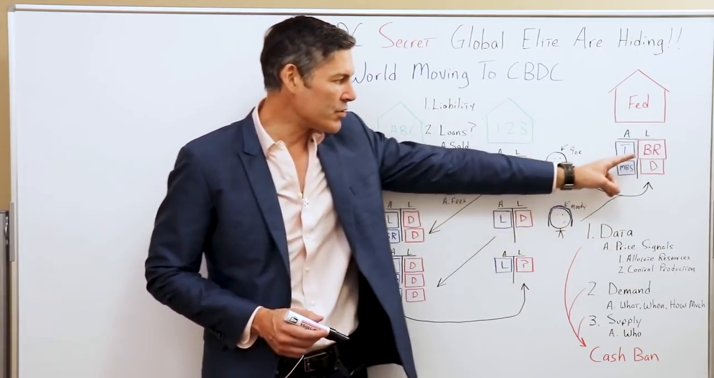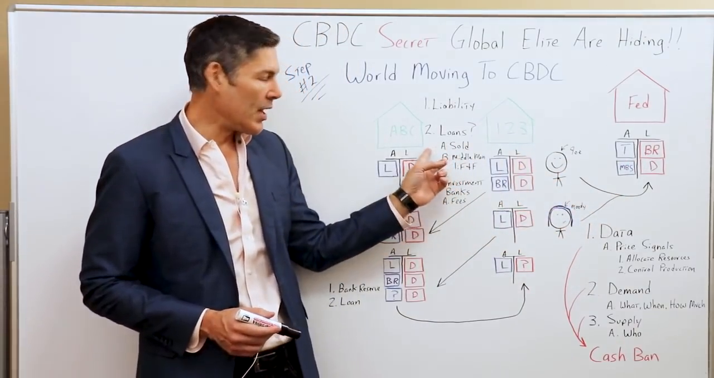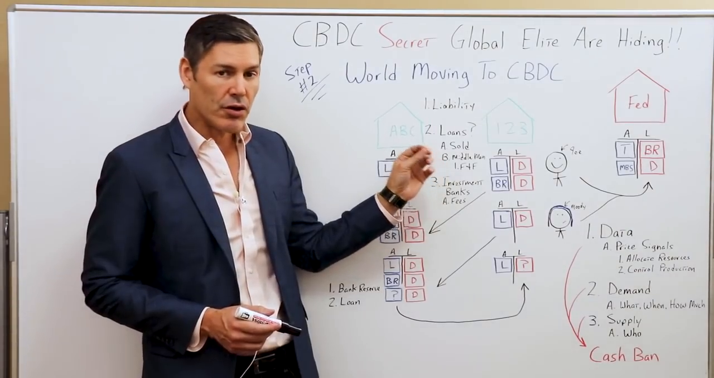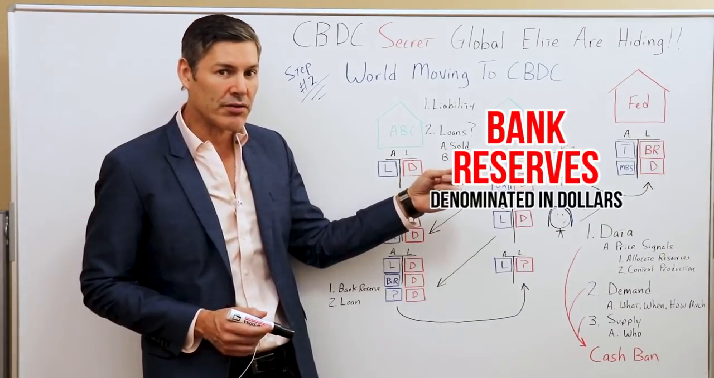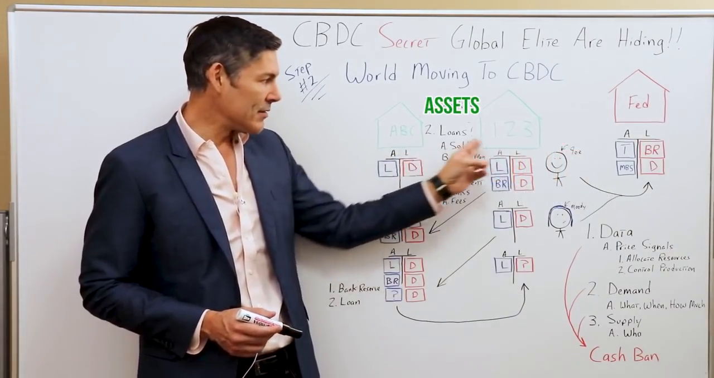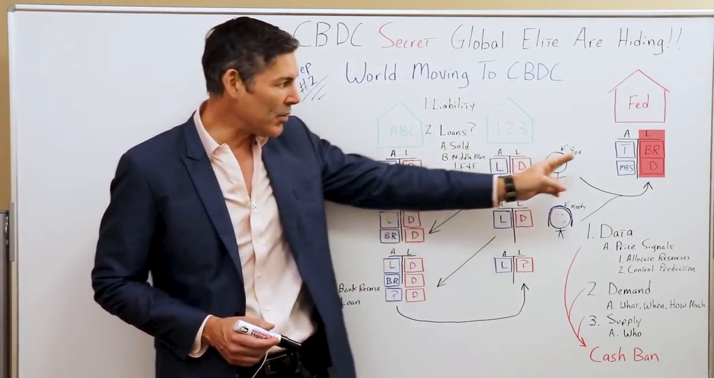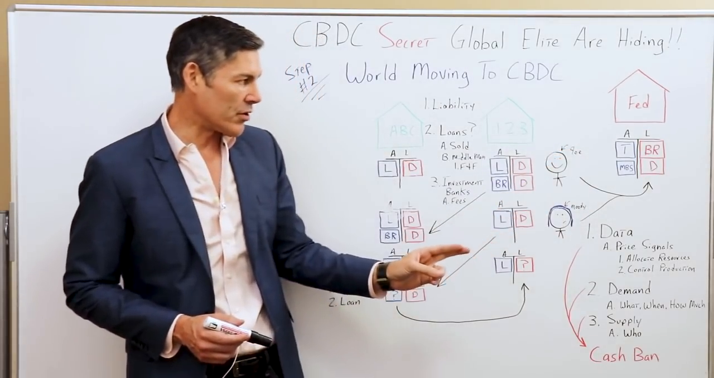So they have the reserve accounts for Bank 123 and ABC. Those reserve accounts are bank reserves denominated in dollars. Those are assets of the commercial banks. Those are liabilities of the Federal Reserve.